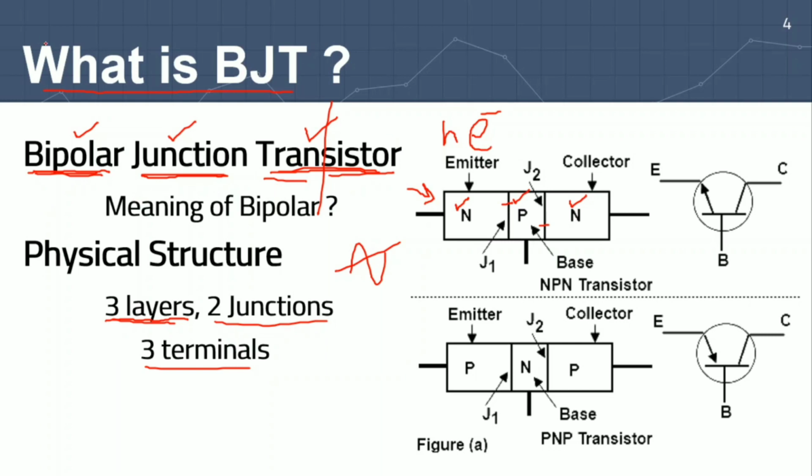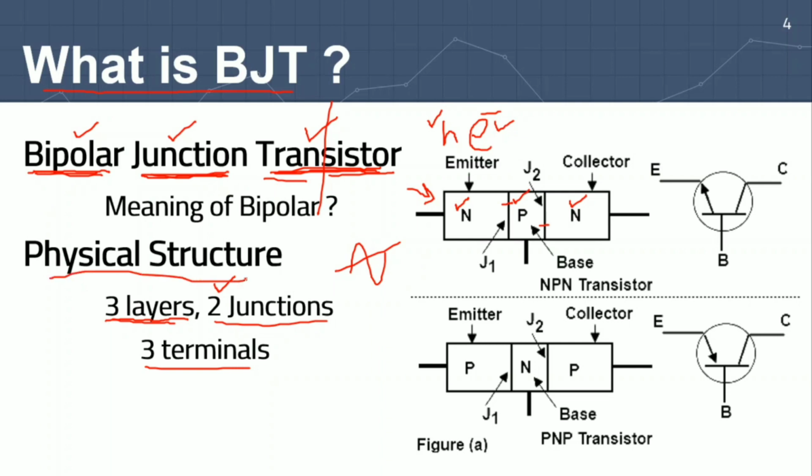Now, if I come to BJT, what is BJT? BJT is bipolar junction transistor, where bipolar indicates the current within the device is because of both the charge carriers, which are holes and electrons. And how many junctions does it have? It has two junctions. Transistor, transfer of resistor. So the signal transfers from the region of higher resistance to the region of lower resistance.